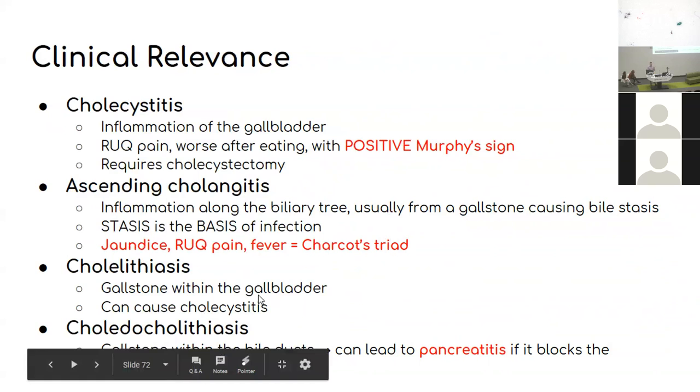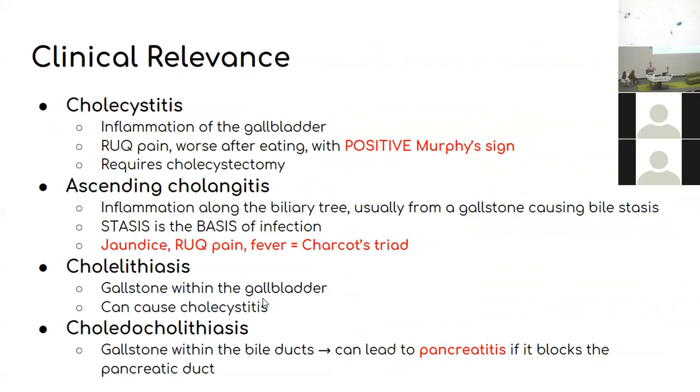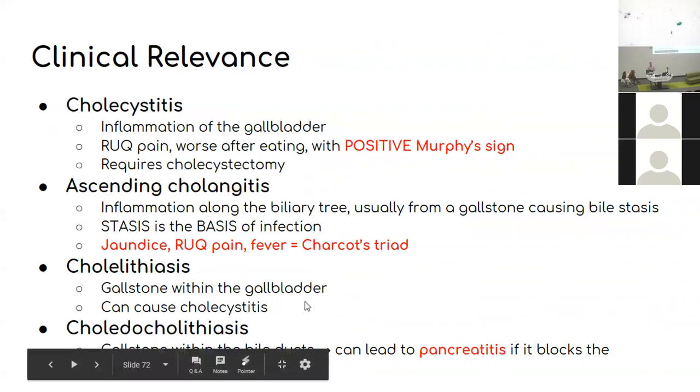Cholelithiasis is a stone in the gallbladder, and choledocholithiasis is a stone in the biliary tree. So don't get confused between all those terms.